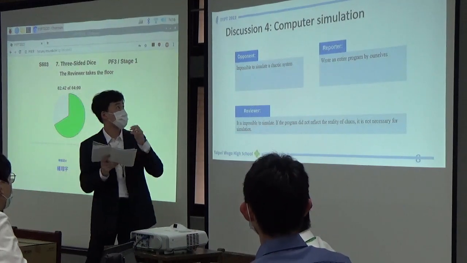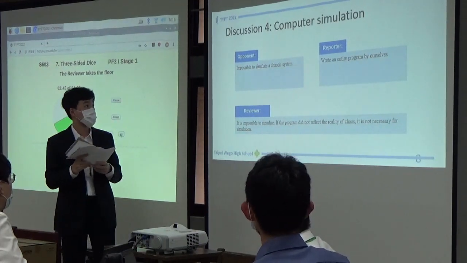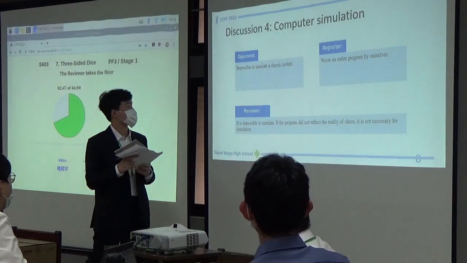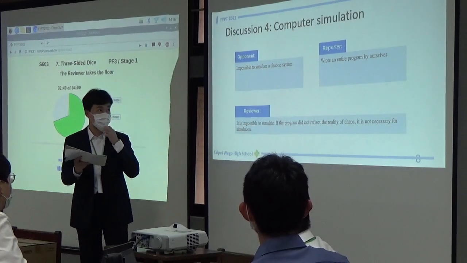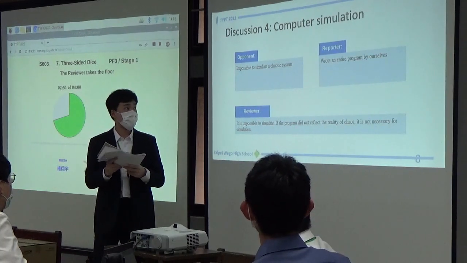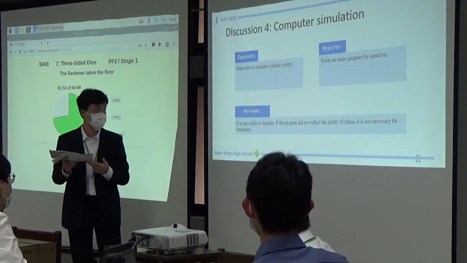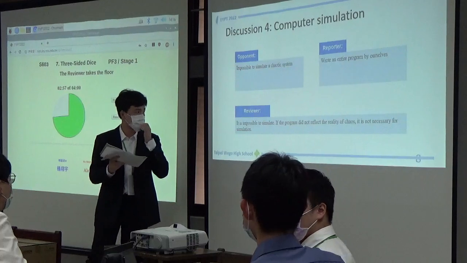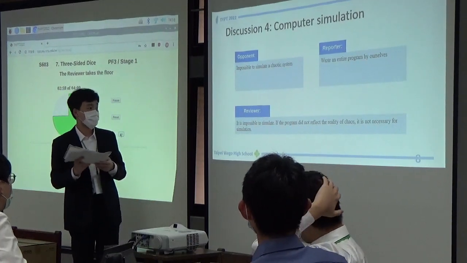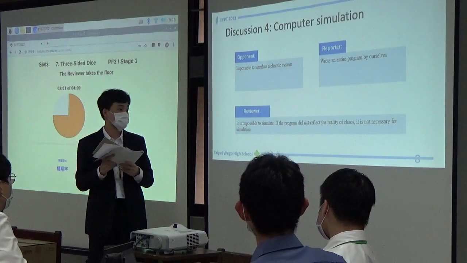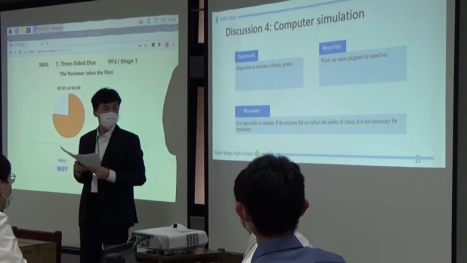And the fourth discussion is about the computer simulation. The opponent thinks that it is impossible to simulate a chaotic system, while the reporters wrote an entire program by themselves. Our stand is that it is impossible to simulate. If the program does not reflect the reality of chaos, it is not necessary for the simulation.